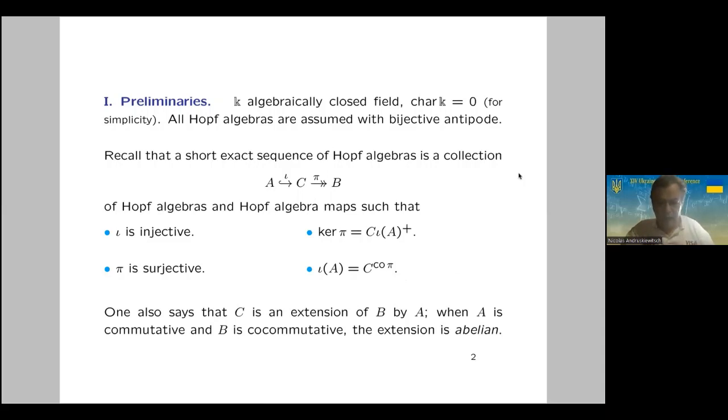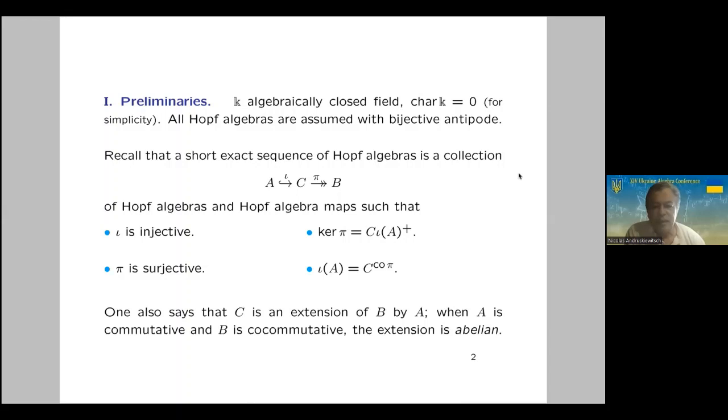and I will not try to give the history of this definition at this moment. So the definition is what is a short exact sequence of Hopf algebras, or if you prefer, an extension of Hopf algebras. It is a collection of 3 Hopf algebras A, C, B, with 2 Hopf algebra maps, iota and pi. We ask iota to be injective and pi to be surjective, and then there are 2 axioms expressing normality.